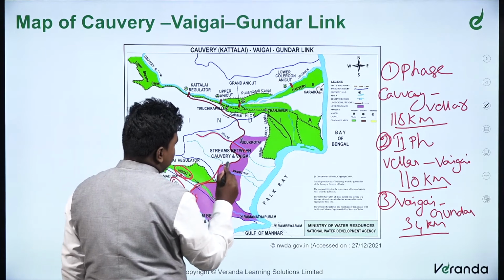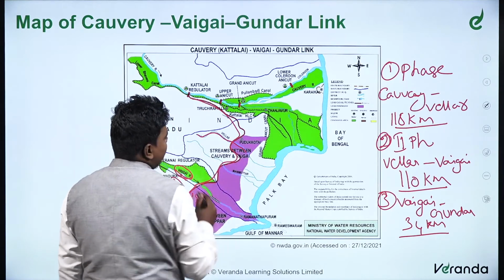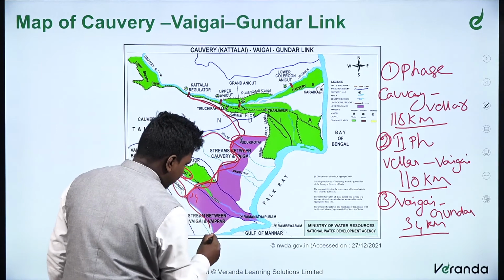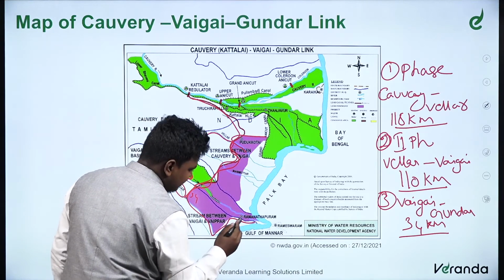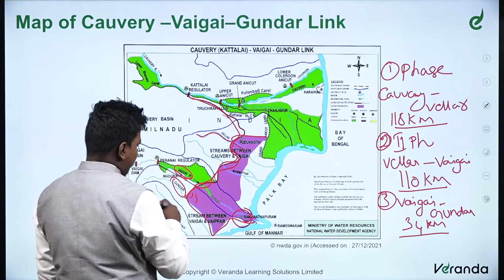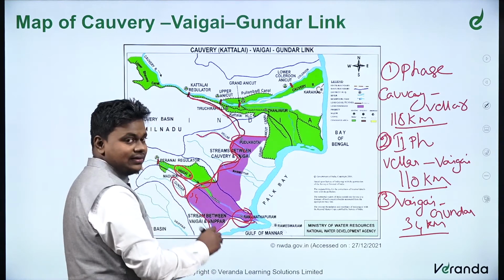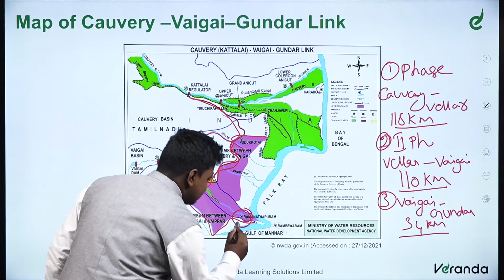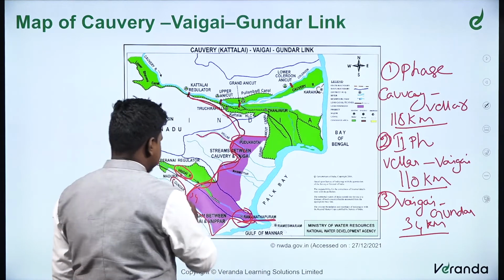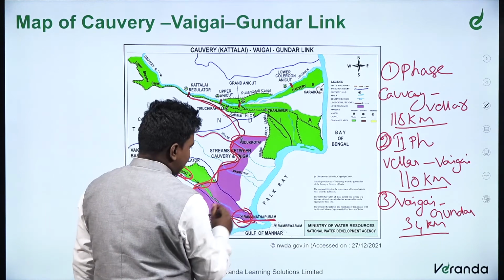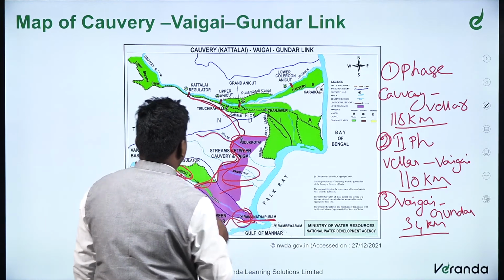So, this is the actual link, and this will be the area which will benefit. So, this will be the command area. So, we see the district of Ramanathapuram. We see why this district is dry. So, why this link is very much important for this district in particular, because of the leeward side of the Western Ghats. So, this area will actually benefit because of this project.